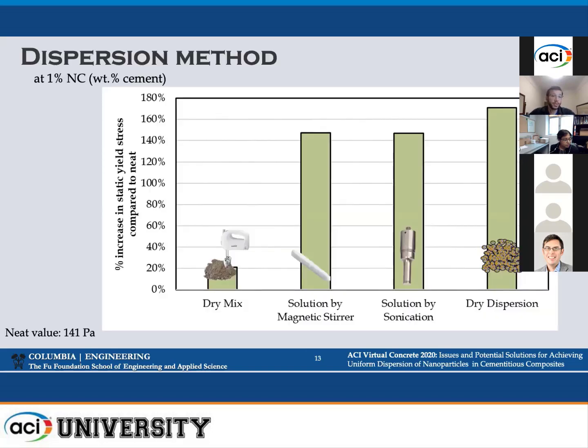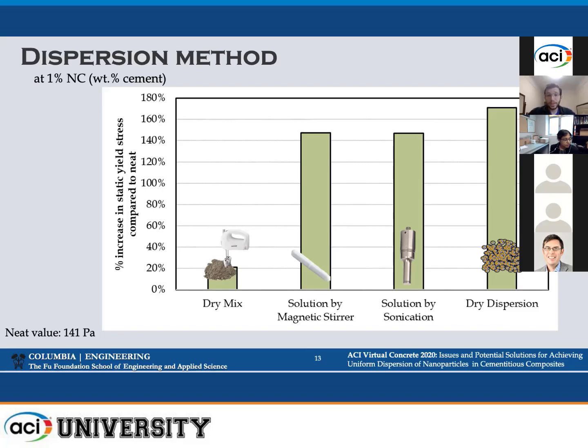So if we first fix the nanoclay content to 1% and examine all 4 dispersion methods, very quickly we can see that the dry mixing of just mixing the 2 powders together is not a very effective way in dispersing nanoclays. When we look at the solution dispersions between sonication and stirring, we actually find that both methods are equally good at dispersing nanoclays, at least when the solution is freshly dispersed.